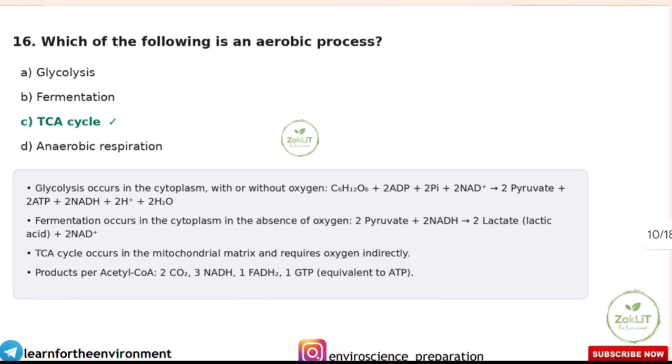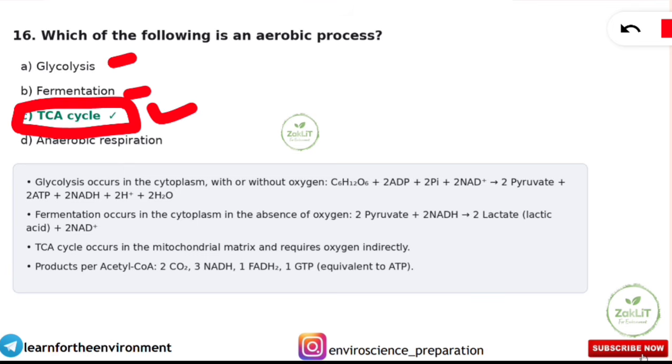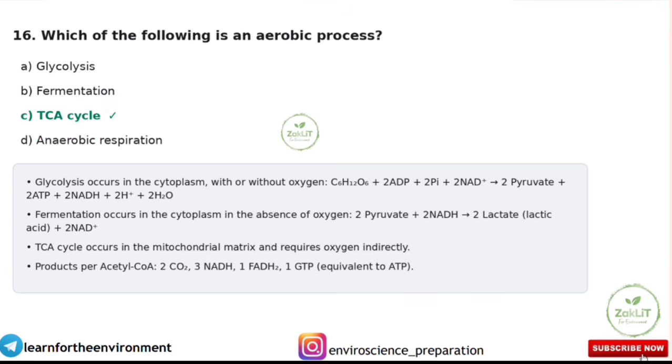Which of the following is an aerobic process? Aerobic means which requires oxygen. So here among the following, glycolysis, fermentation, TCA cycle, anaerobic respiration, TCA cycle will be the correct option, which is an aerobic process. We should know glycolysis. So the options are also important. The questions can come from that.